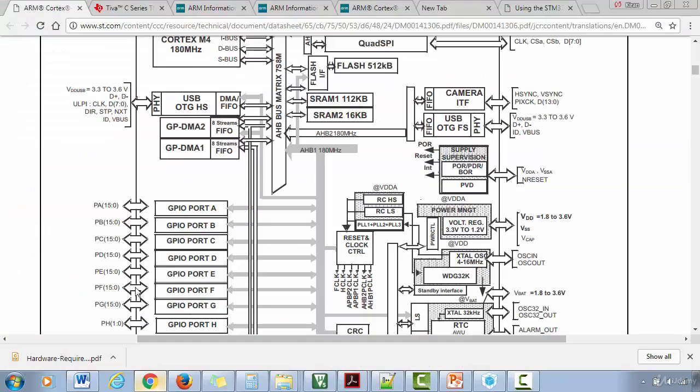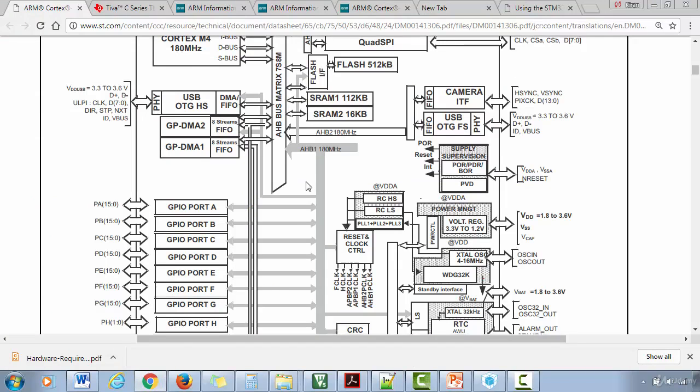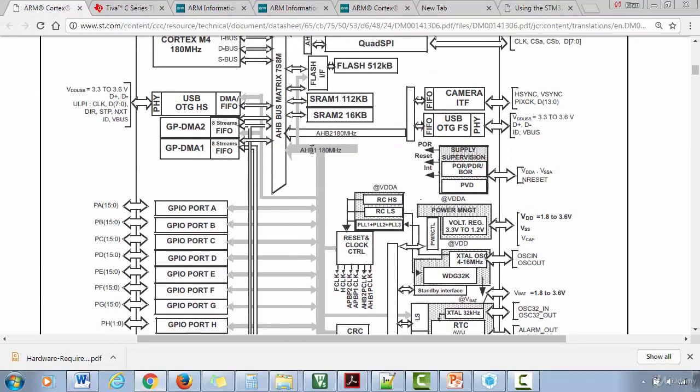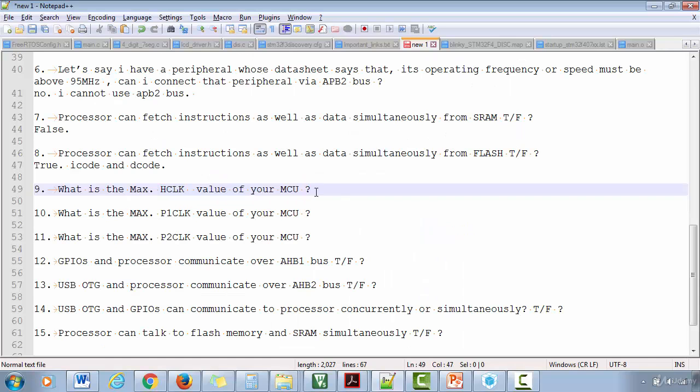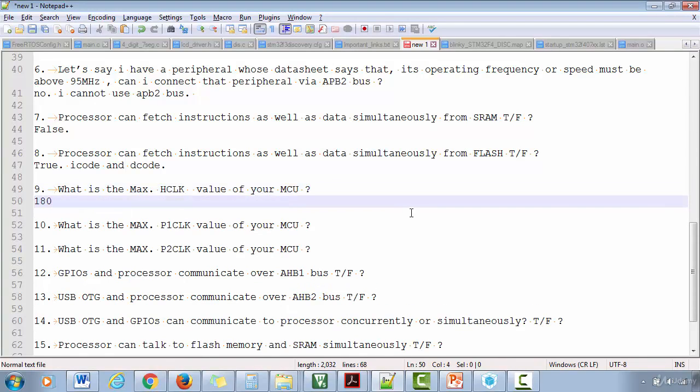If you go back to our diagram here, this is the AHB1 bus, which has the capacity to run at a maximum speed of up to 180 megahertz, and we also have the AHB2 bus, which also can run at a maximum of 180 megahertz. You can even lower the frequency, that's possible. The current operating frequency of the AHB bus is denoted by the term HCLK. So the answer for this question is 180 megahertz.